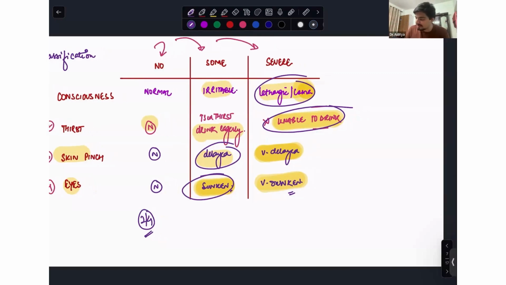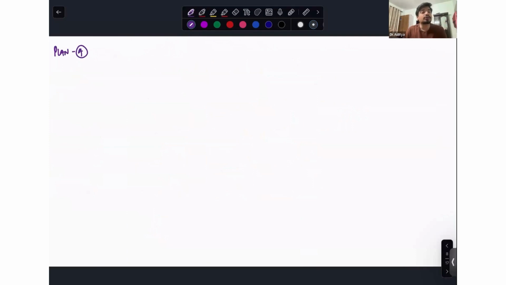Now, with this knowledge, let's understand what is going to be the management of dehydration. Plan A is the one which is used for no dehydration. In no dehydration, what do you have to do? Do you have to rehydrate? No. You'll just replace ongoing fluid losses.